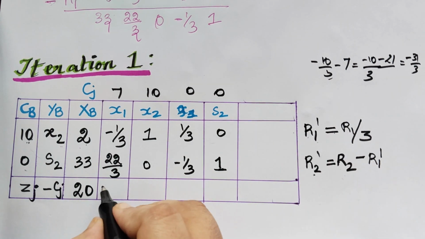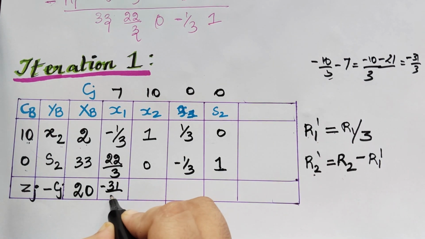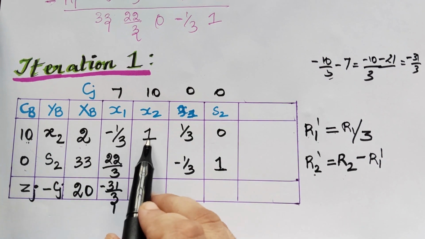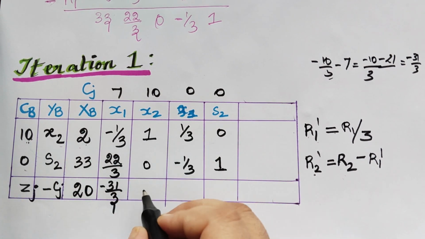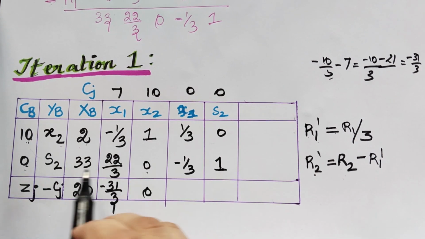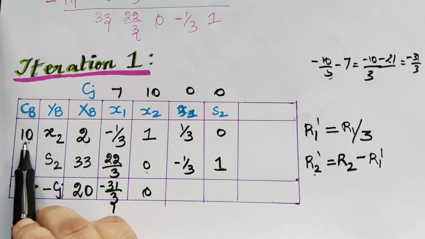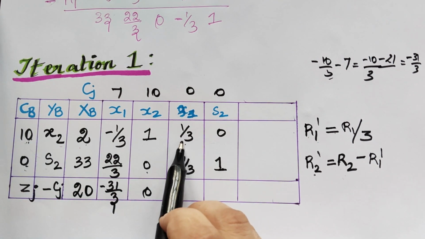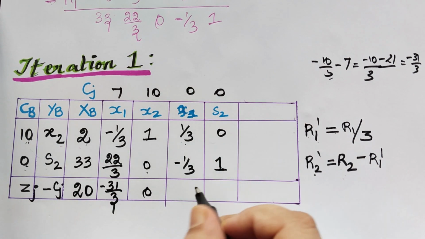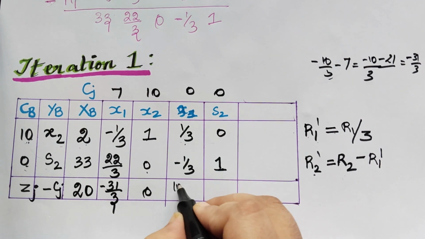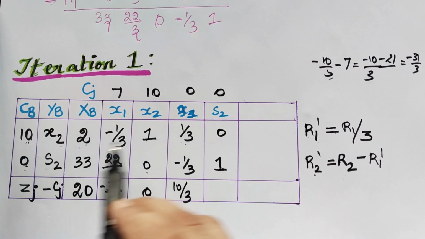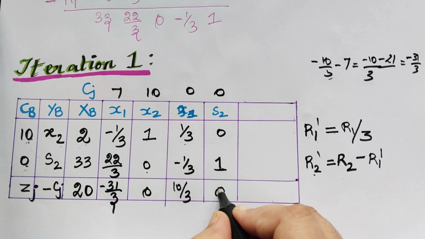So this is minus 31 divided by 3. Then 10 into 1 minus 10, so 0. Since this is 0, I haven't calculated for that. Then 10 into 1 by 3 is 10 by 3 minus 0, so it will be 10 by 3. And then 10 into 0, 0 into 1, anyway this is going to become 0.